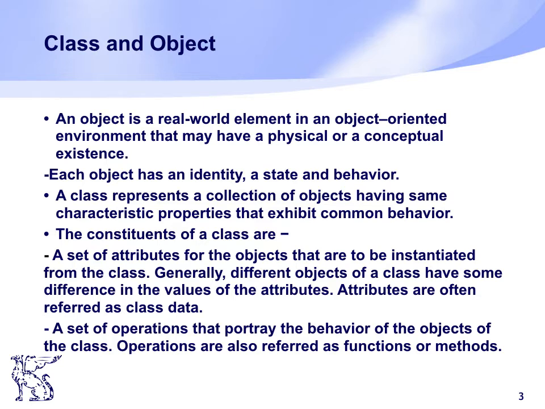The x coordinate of the center, y coordinate of the center, and the radius of the circle are attributes of the class. And you will have a set of operations. For example, you can calculate the area of the circle, which will be an operation. You can also have other operations like scale, which changes the radius of the circle. So these are a set of functions or methods.